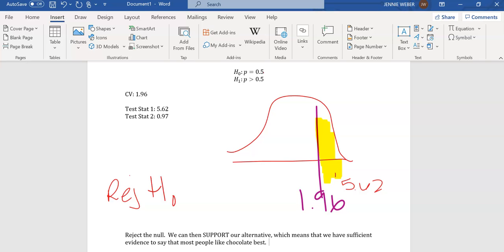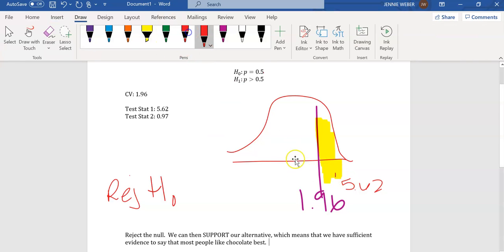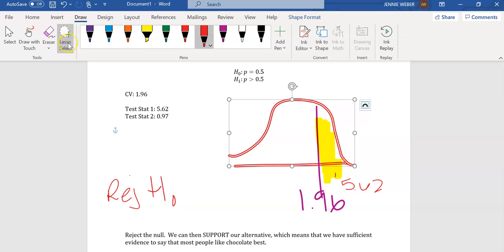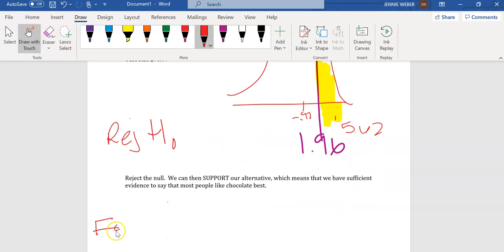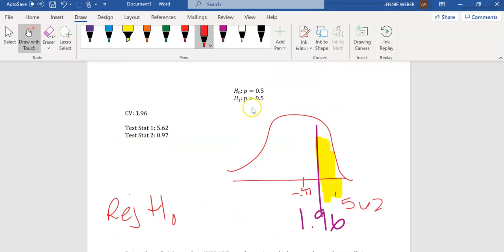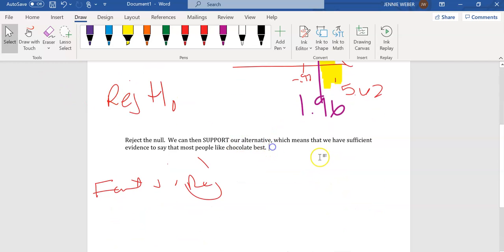Now, what if we got test statistic 2, this 0.97? Now, that's over here, right? So if we got that, that'd be here in the middle. That wouldn't be in my yellow area, so I would have to fail to reject. Now, that doesn't mean I'm proving anything, okay? Doesn't mean I prove my null. You never, ever prove a null. That's just not what this test does, okay? That means I fail to reject. And what it means is I don't have enough evidence to say, based on my results, that most people like chocolate. It's a sad, sad world.